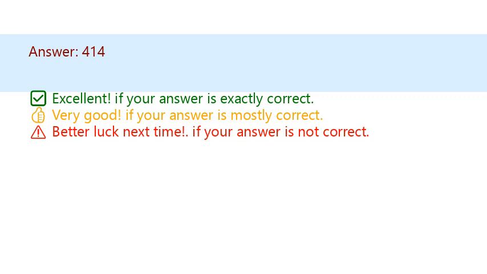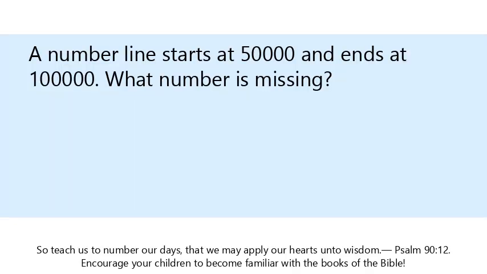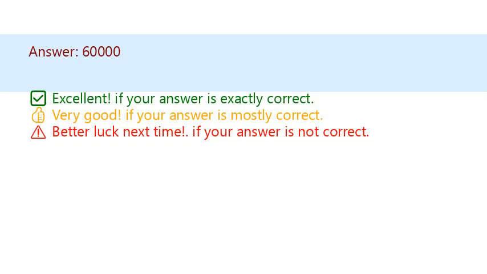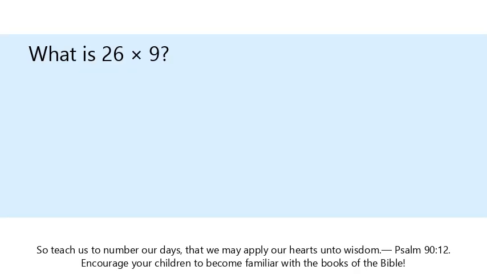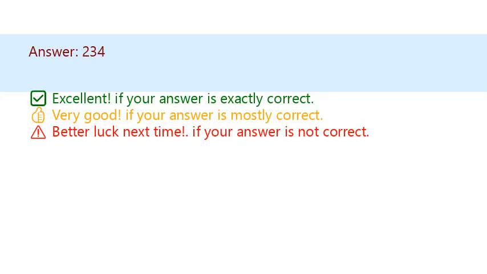Answer, 414. A number line starts at 50,000 and ends at 100,000. What number is missing? Answer, 60,000. What is 26 times 9? Answer, 234.